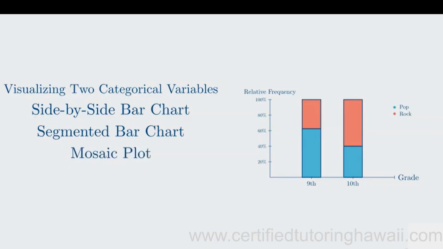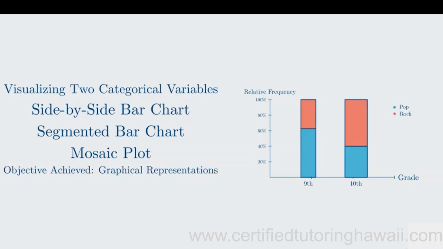Finally, we have the mosaic plot. This is a special type of segmented bar chart. In a mosaic plot, the width of the bars represents the sample size of that group. The wider bar for 10th grade tells us there were more 10th graders in our study. You can now distinguish between side-by-side, segmented, and mosaic plots.